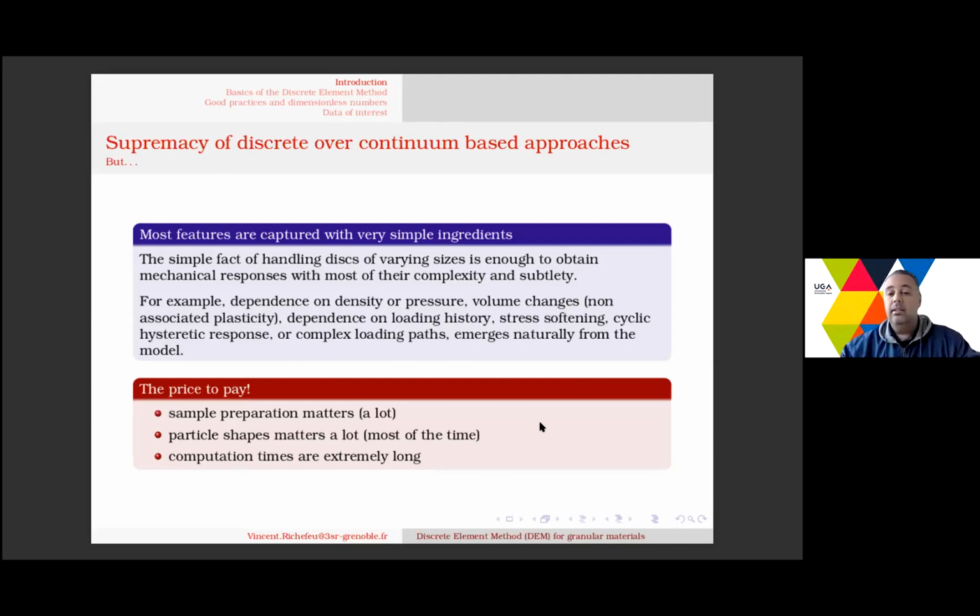dependence on density or on the pressure. The volume change can be modeled very accurately, only with these few ingredients. The dependence on the loading history, the stress softening, the complex loading, they emerge naturally from the model. So this is a magic model. This is the best model you can use, actually. You can add complexities, but from this point of view, this is a very good model. But there is actually a price to pay.